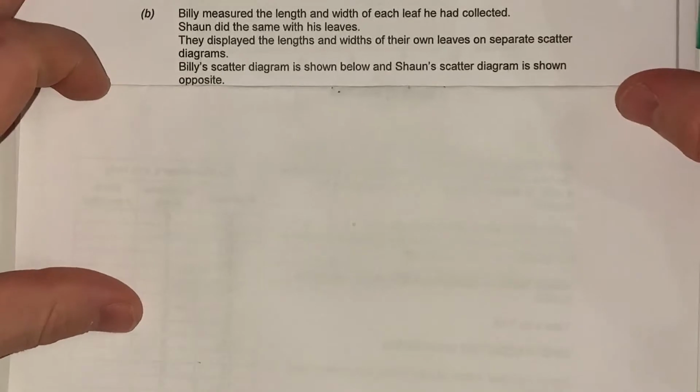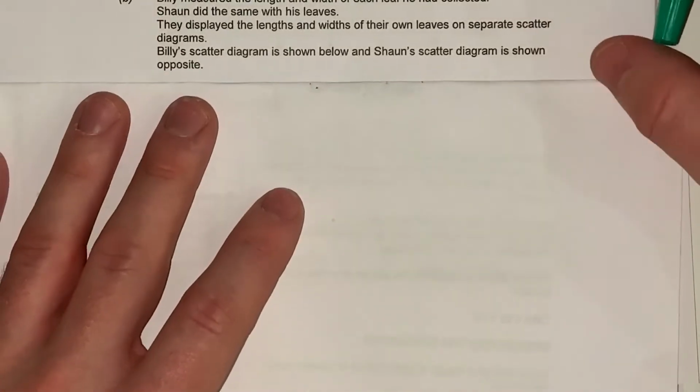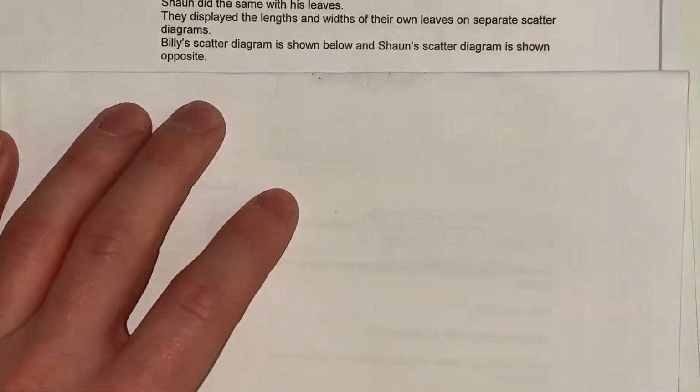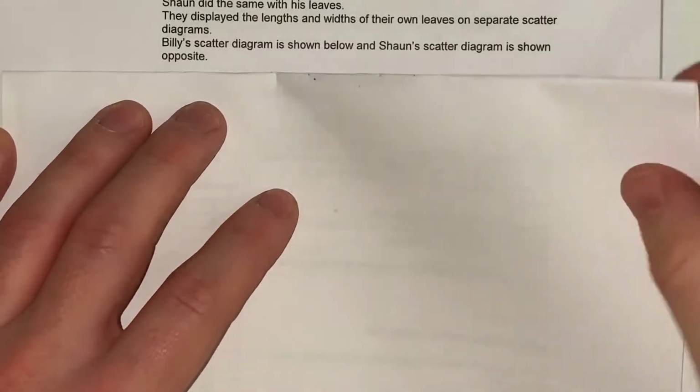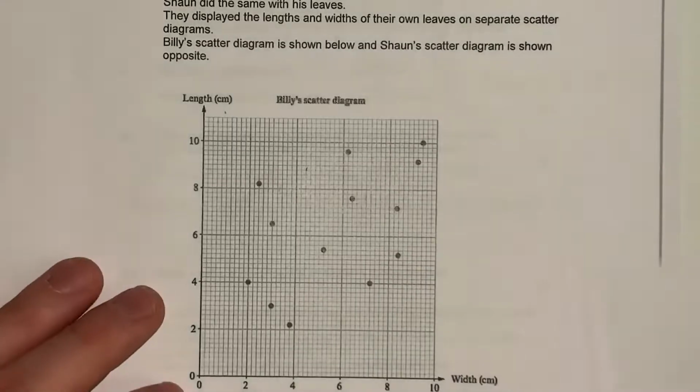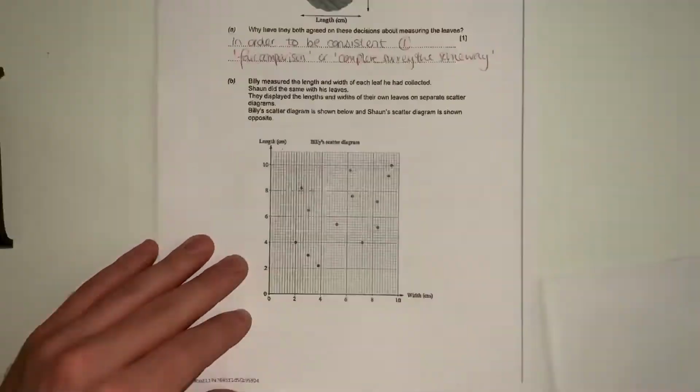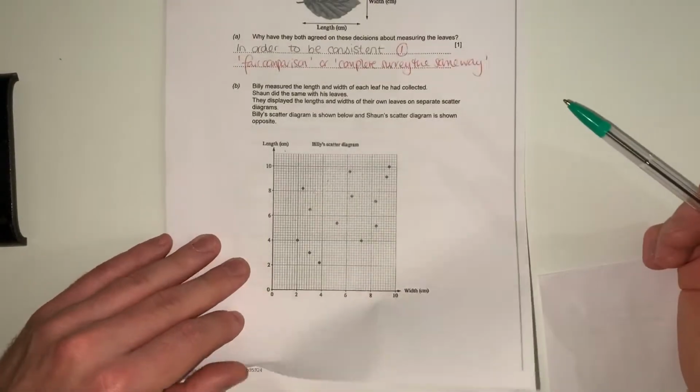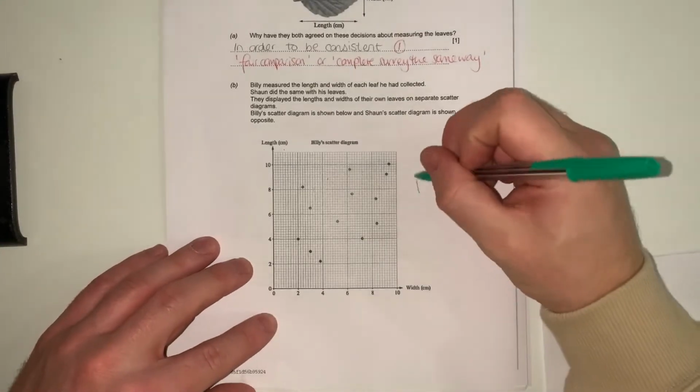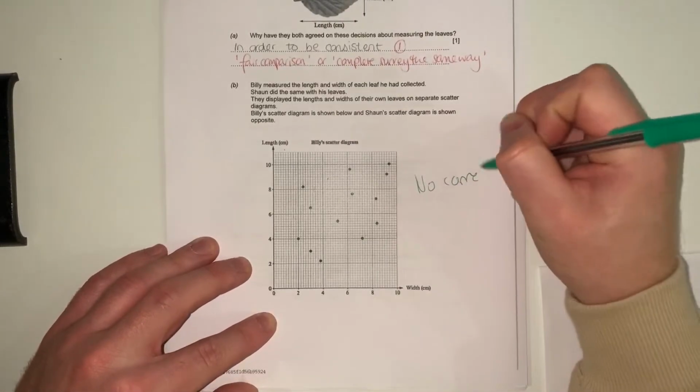Billy measured the length and the width of each leaf he had collected. Sean did the same. They displayed their lengths and widths of their leaves on separate scatter diagrams. Billy's is shown below, and then Sean's is opposite. So this one's Billy's. Billy's is all over the shop, to be fair. No correlation whatsoever.